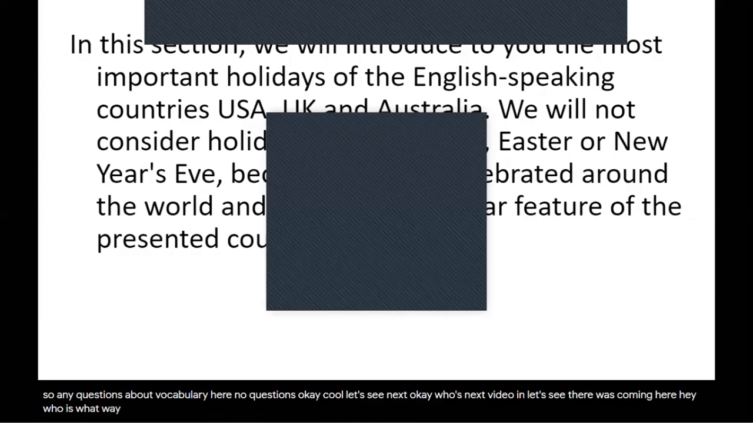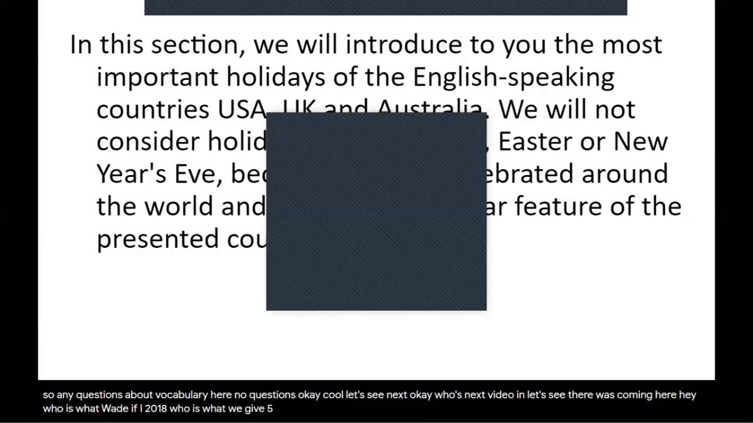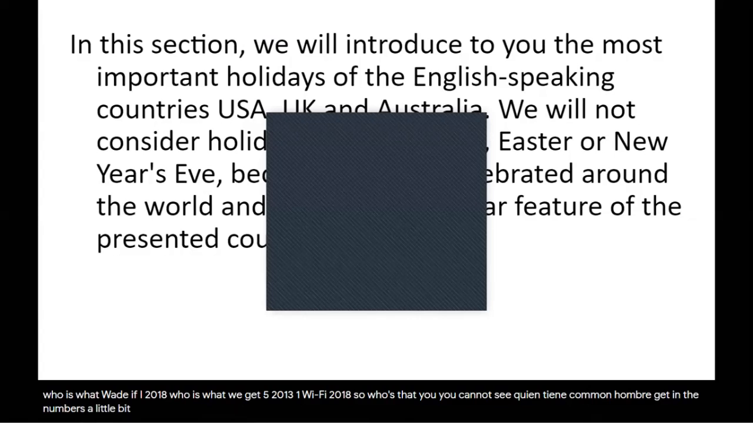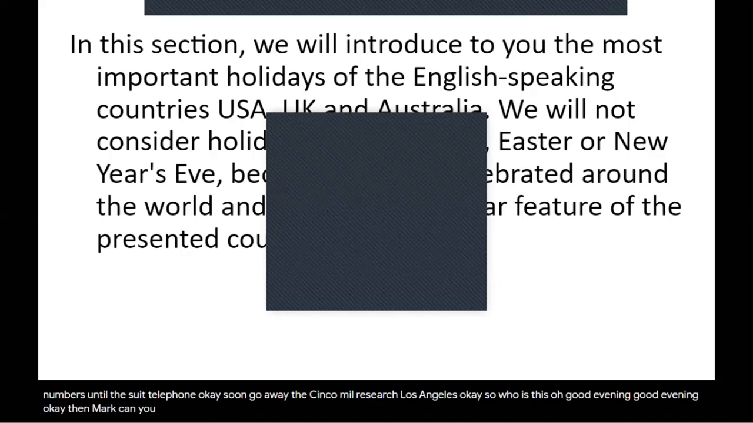Who's next reading? That was Gamaliel. Who is Huawei Y5 2018? Sorry, I don't know. Who is Huawei Y5 2018? So who is that? You cannot see. ¿Quién tiene como nombre Huawei Y5-2018? Yo creo que tiene el nombre de su teléfono. ¿No saben quién es? Hello, hello. Okay, so who is this? Ingmar, good morning. Good evening. Okay, Ingmar, can you read the next paragraph, please?